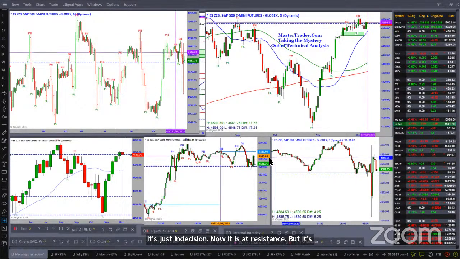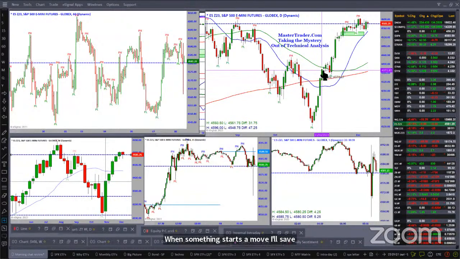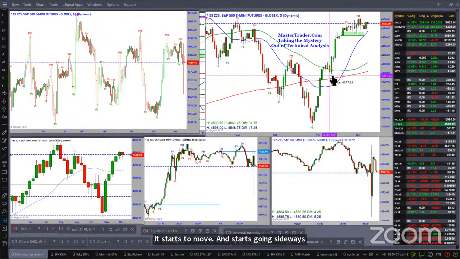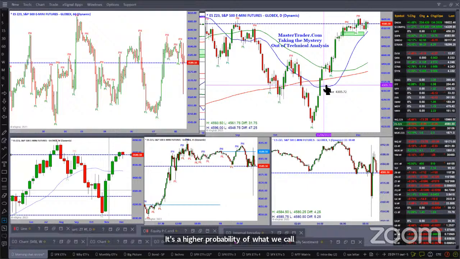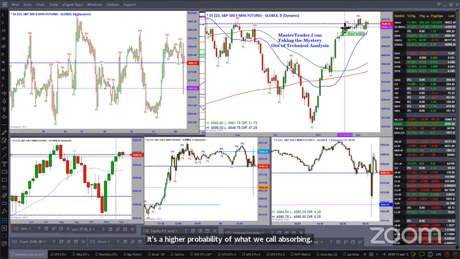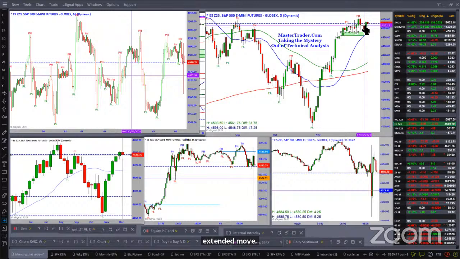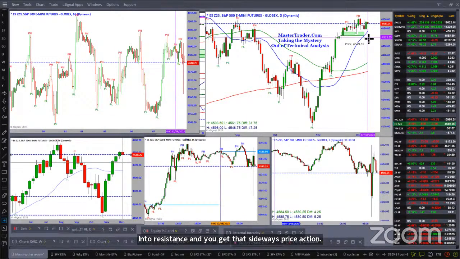So when something starts a move, let's say from down here, and starts going sideways, it's a higher probability of what we call absorbing supply, or bullish price action. Whereas if it gets an extended move into resistance and you get that sideways price action, it's a higher probability that it would break down. Now, that's just probabilities.